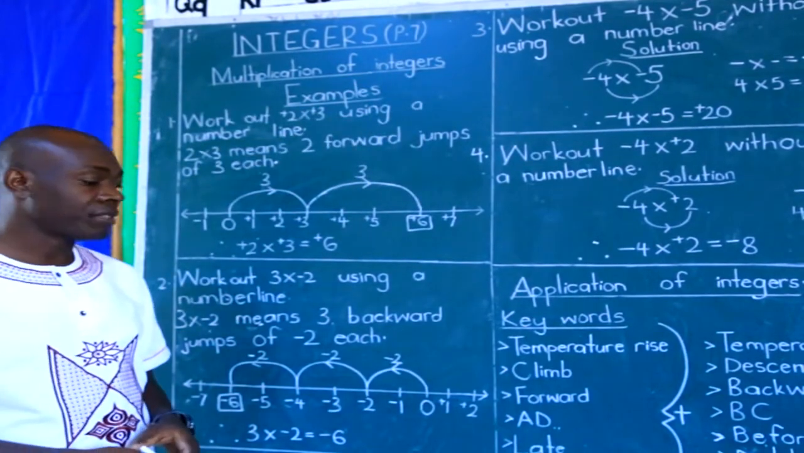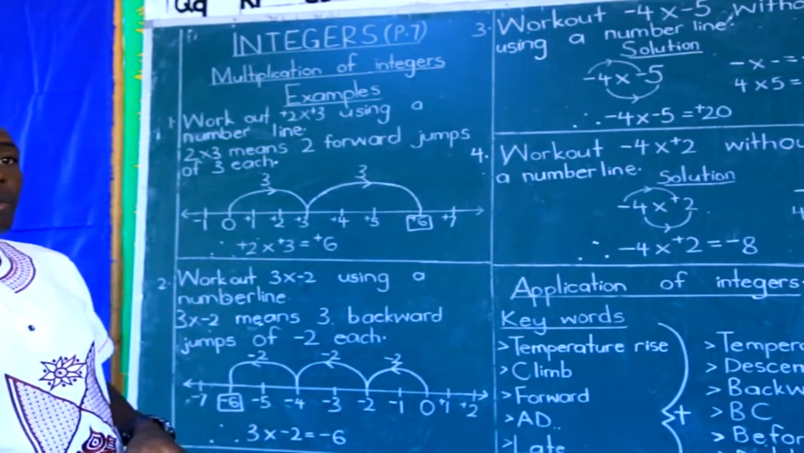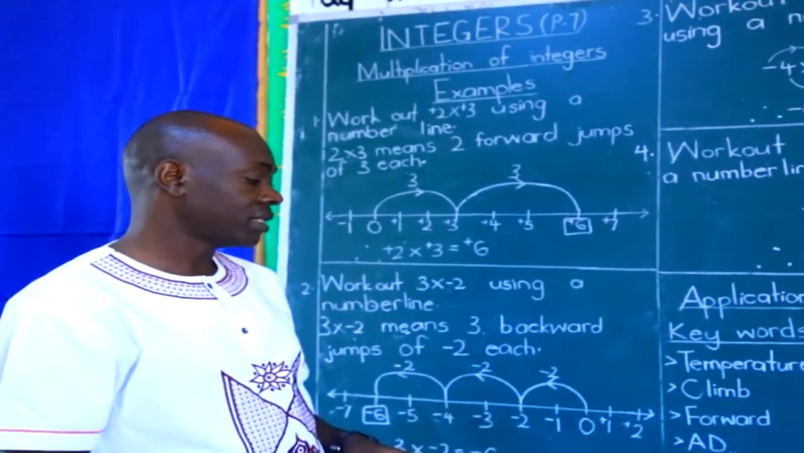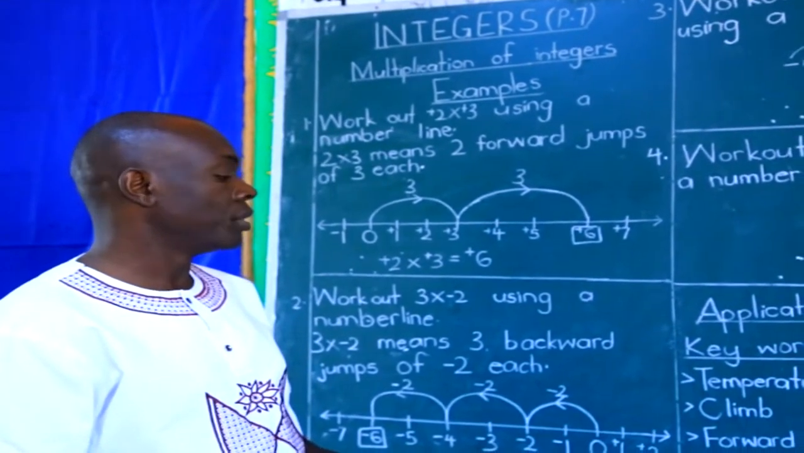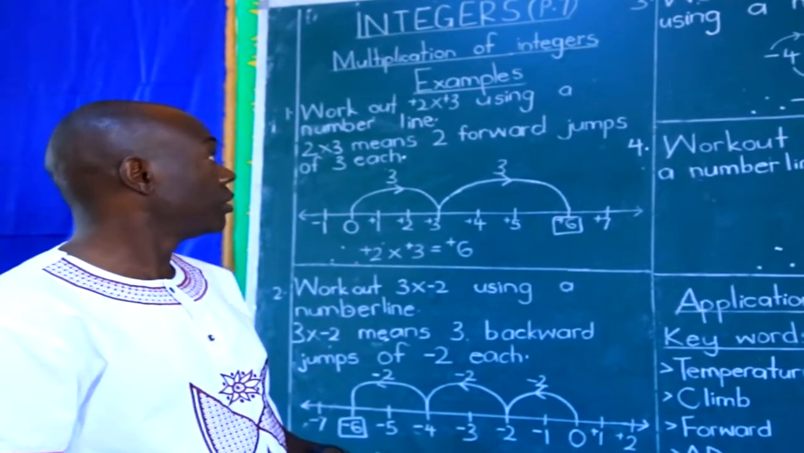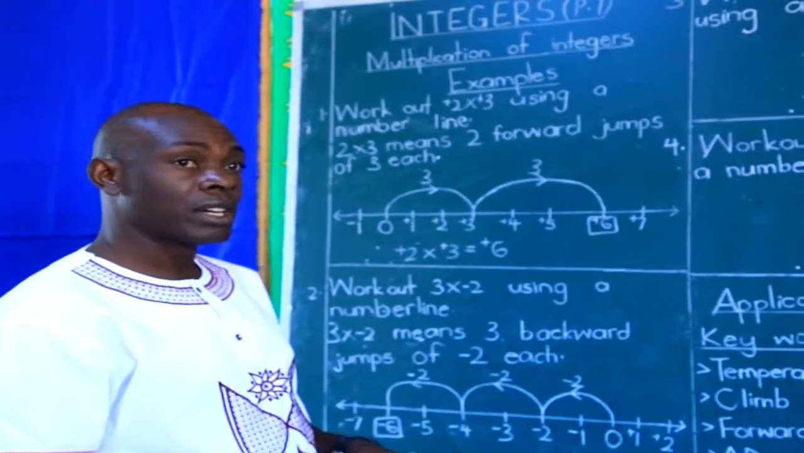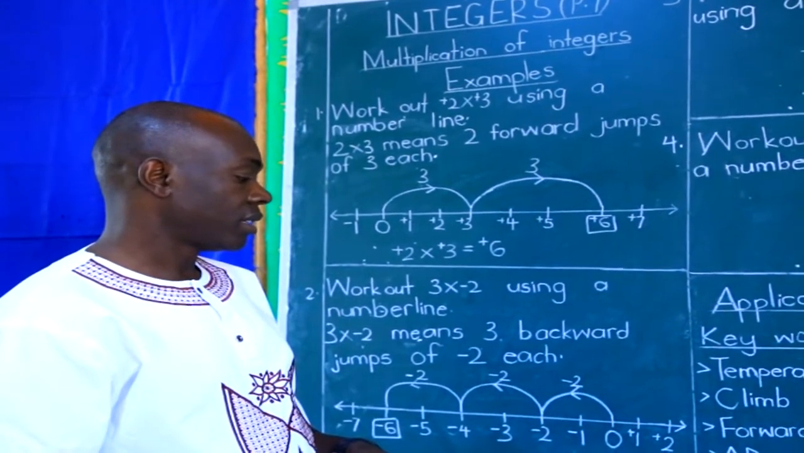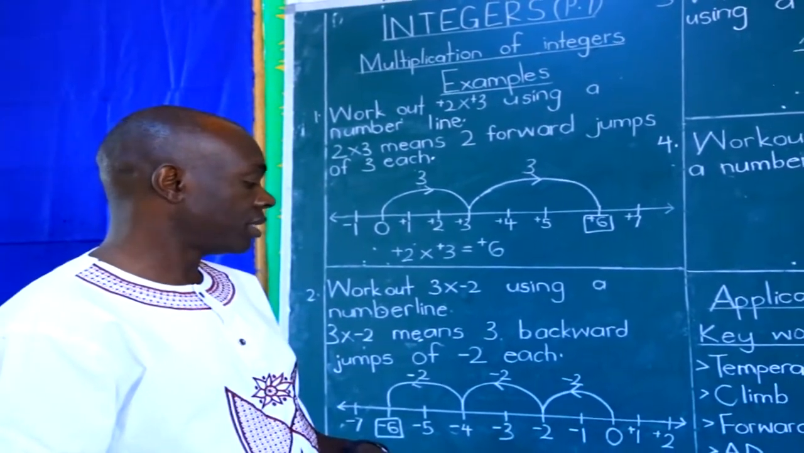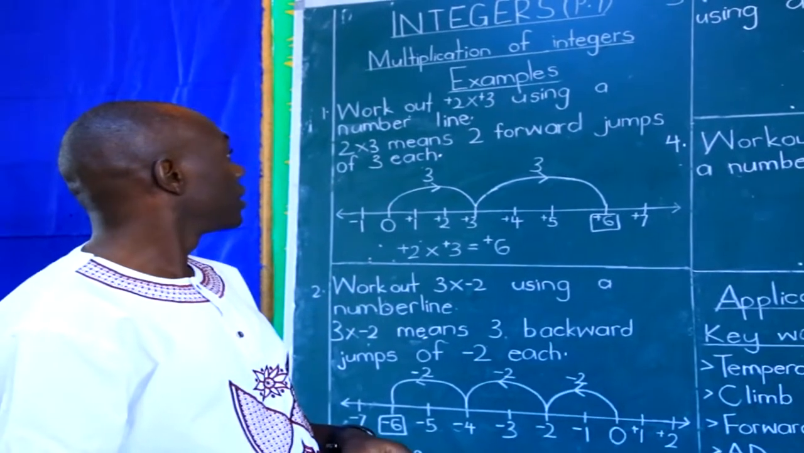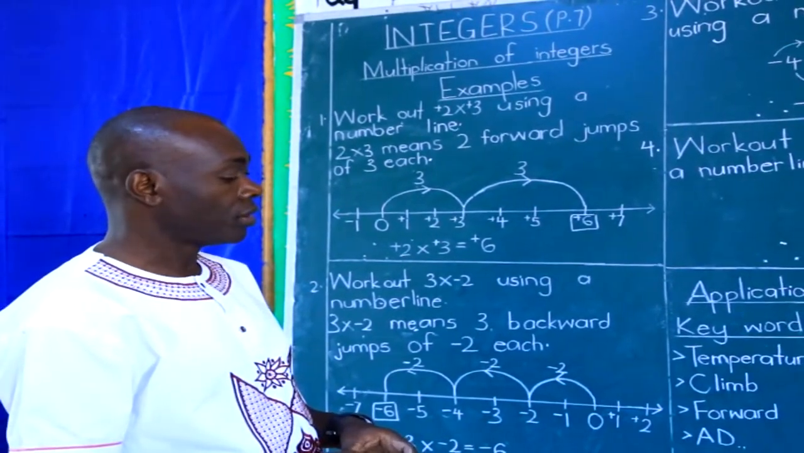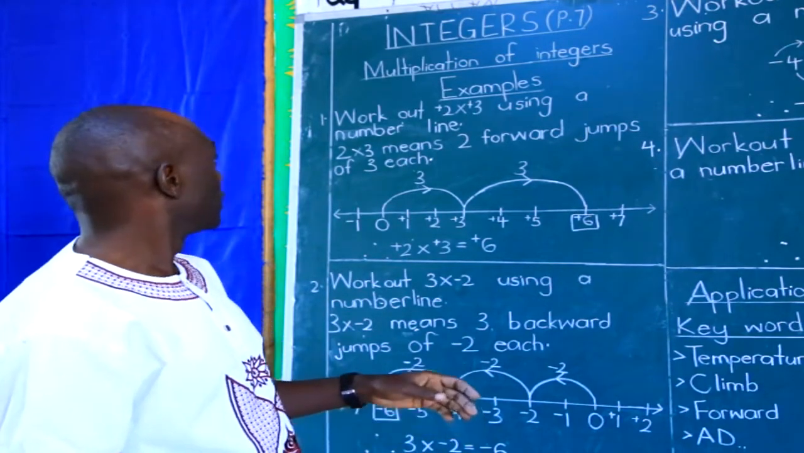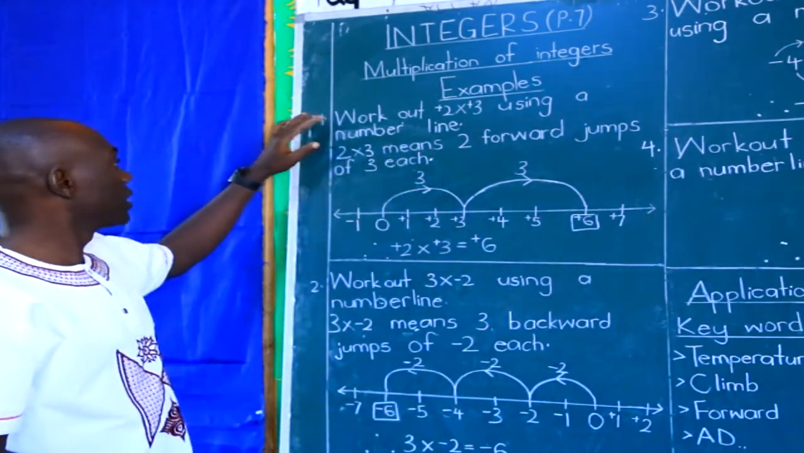In this class, P7, this will be found on page 9 of your workbook, the first term, which you ought to have got from school. If not, then hurriedly go to school and get that copy so that you follow very well. So the examples are here.